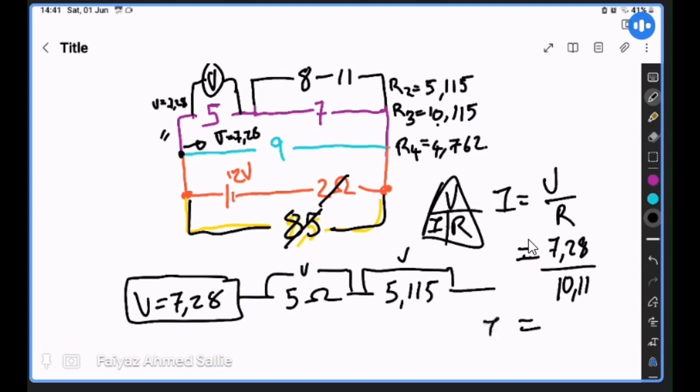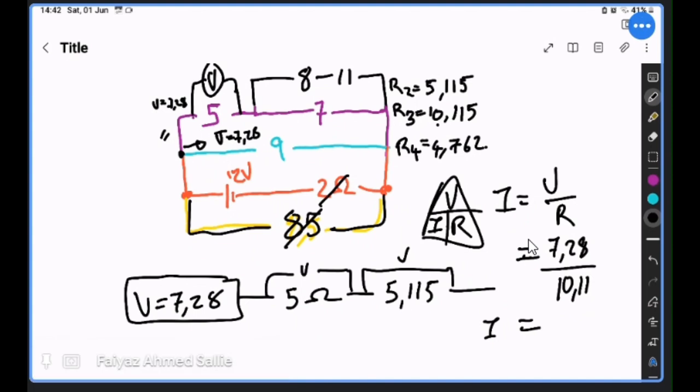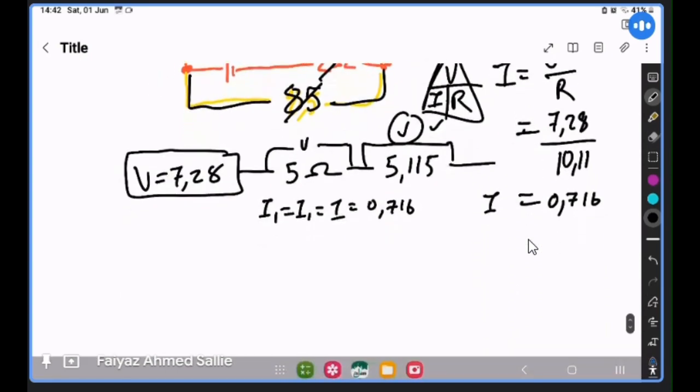So our current now is equal to 7.24 over 10.11 equals 0,716. So the current here is equal. We know that the current is equal, right? So we know that the current is 0,716, but we want the voltage.